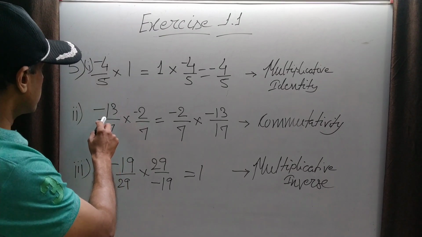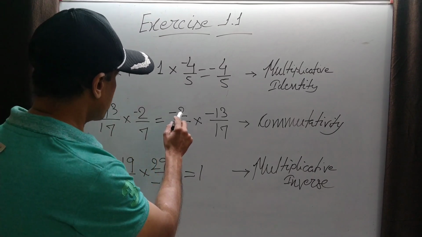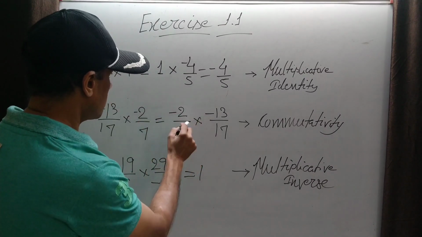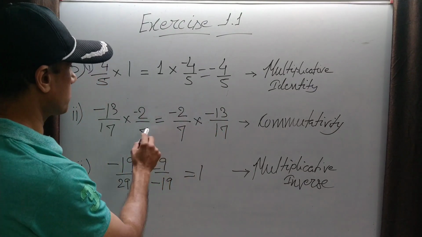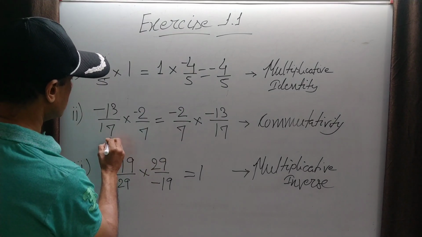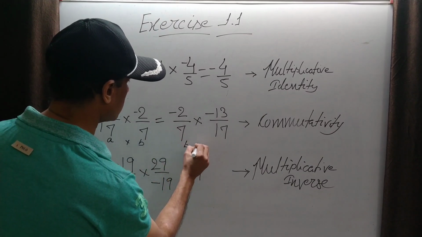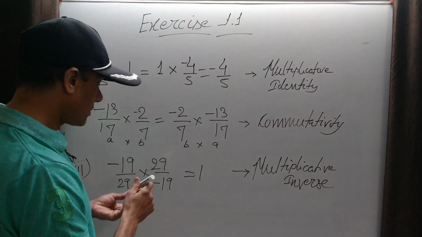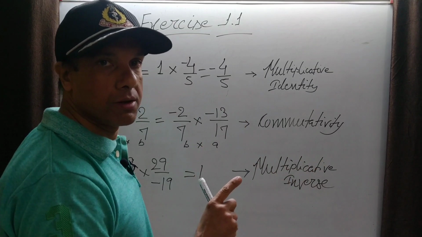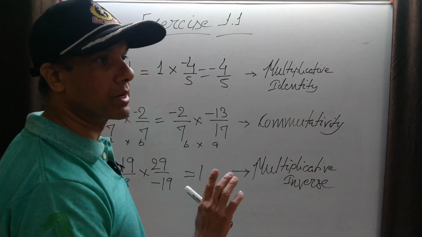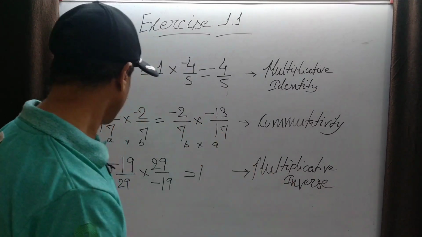Second question, minus 13 by 17 into minus 2 by 7 is equal to minus 2 by 7 into minus 13 by 17. You just see there is a change in position. If we consider this to be A and this to be B, here this becomes B and this becomes A. So a change in position doesn't make any difference. This property is known as commutativity of rational numbers. A change in position doesn't make any difference while we are multiplying. So this property is known as commutativity.